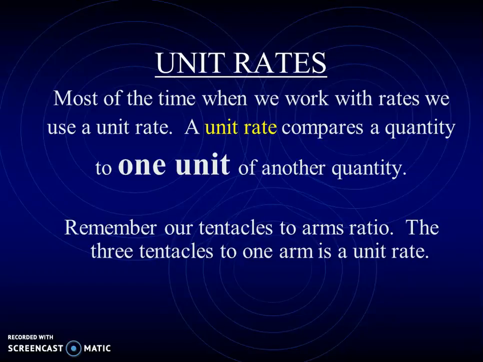Most of the time when we work with rates, we use a unit rate. A unit rate compares a quantity to 1 unit of another quantity. Or, a unit rate compares one type of thing to 1 unit of another type of thing. Remember our tentacles to arms ratios? The 3 tentacles to 1 arm is a unit rate because it's 3 tentacles and 1 arm.